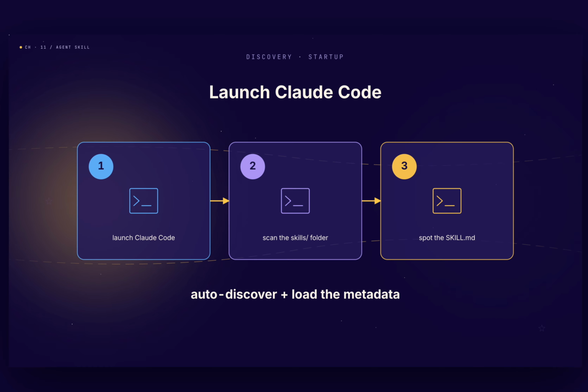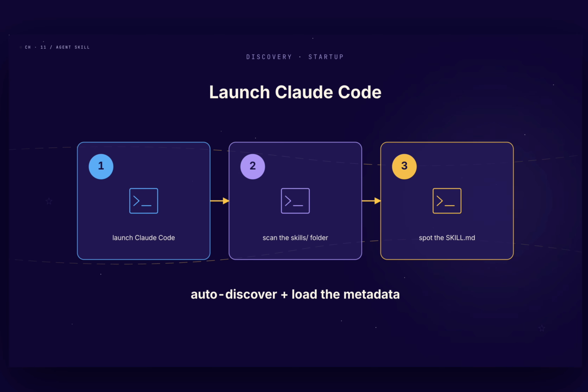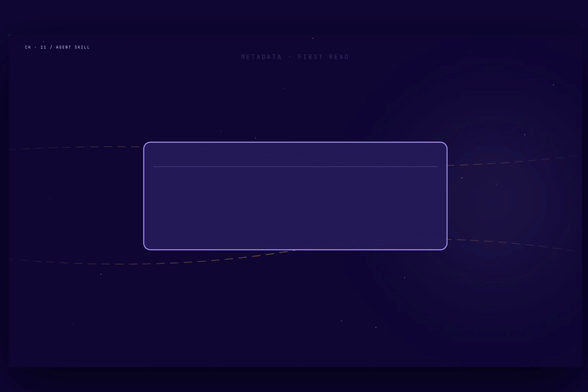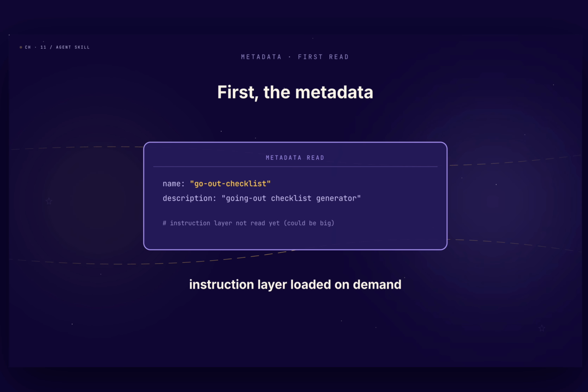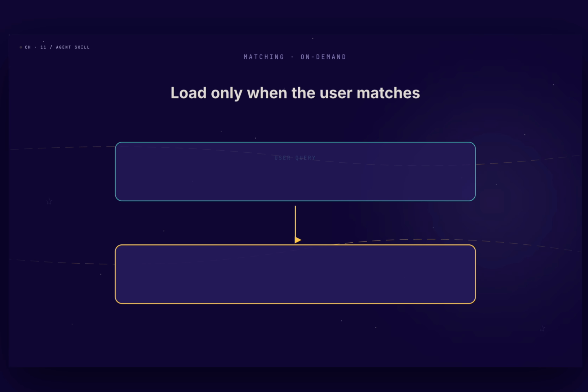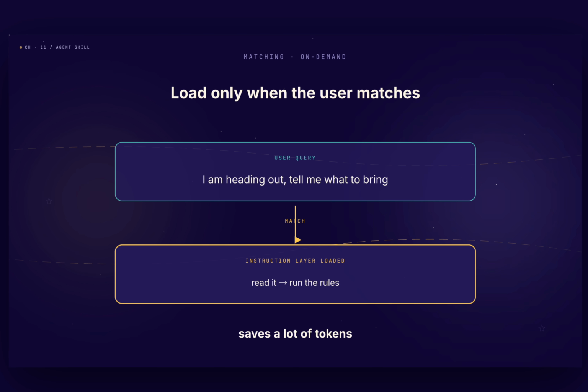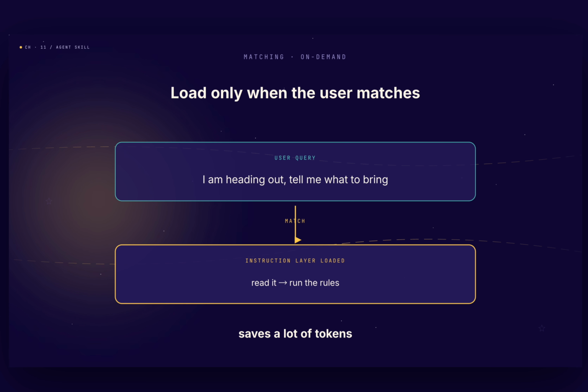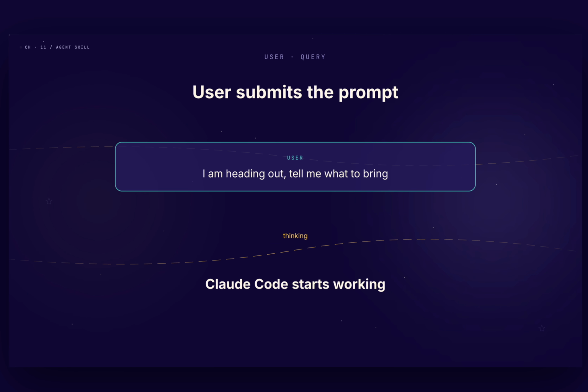During startup, Claude Code will notice there's a new agent skill in the skills folder. It reads the metadata, the name and description from the SKILL.md file. It doesn't read the instruction layer yet. Claude Code only reads the instruction layer when it decides the user's question is related to that agent skill. Type in the question, I'm about to head out. Tell me what to bring.